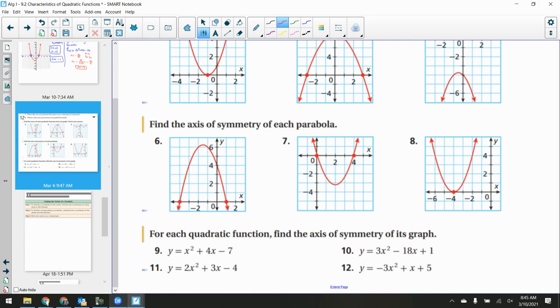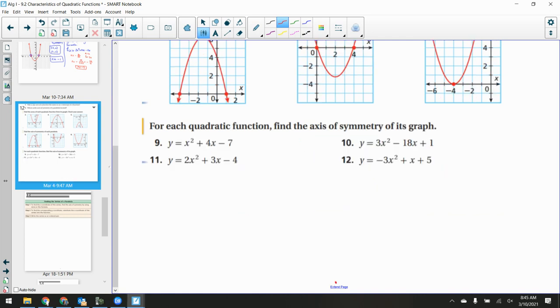What's that? X equals negative. I thought you said x equals. I just didn't hear it, right? Good. Okay, now these 4, 9, 10, 11, and 12. These are the ones where you had to use the formula.